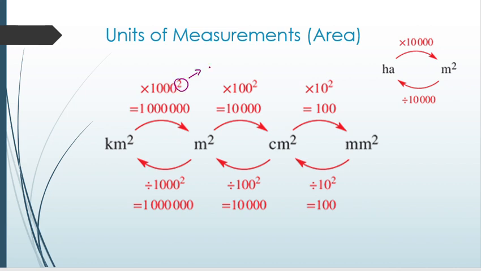That little two just means we're squaring it, aka multiplying the number here by itself. So if you type this exactly, 1000 squared is the same thing as 1000 times 1000, vice versa, 100 times 100, and so on. Okay. So you need to know how to convert these units of measurement.